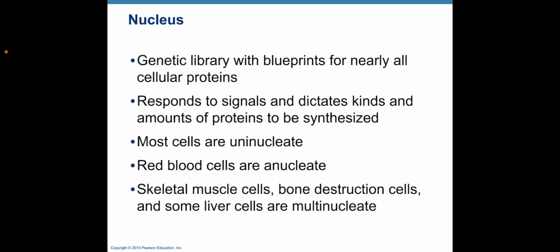Most of your cells are going to be uninuclear, so they're going to have one nucleus, while red blood cells aren't going to have a nucleus at all. Skeletal muscles, bone, distraction cells, and some liver cells, as well as immune cells, are going to be multinucleated, so they're going to have many nuclei in one cell. Other things that are anucleated are going to be things like platelets. That means they don't have a nucleus at all. Red blood cells, platelets, aren't going to have a nucleus.